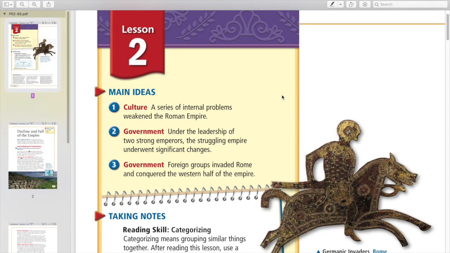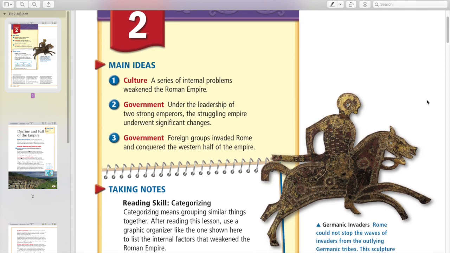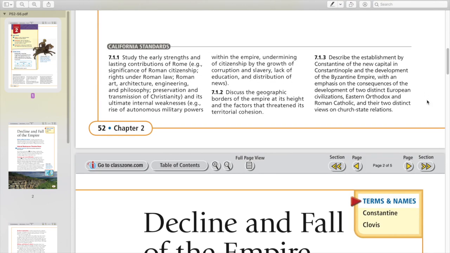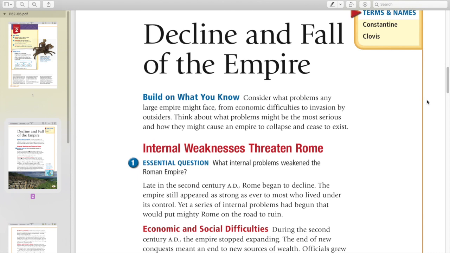Chapter 2, Lesson 2. Main Ideas. Culture. A series of internal problems weakened the Roman Empire. Government. Under the leadership of two strong emperors, the struggling empire underwent significant changes. Government. Foreign groups invaded Rome and conquered the western half of the empire. Decline and fall of the empire.